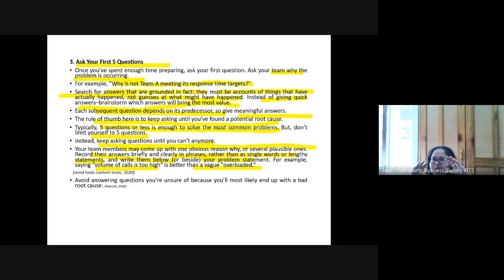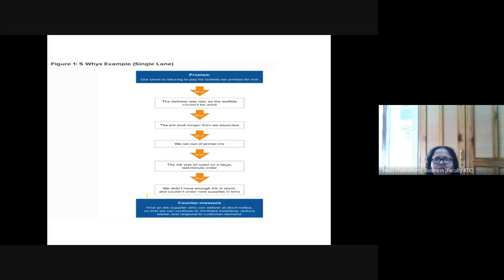You can have it written at length. The answers should not be in short form; they could be expanded. So avoid answering questions that you are unsure of. Why? Because you'll most likely end up with a very bad root cause. That can happen. If you do not know the answer, don't give an answer based on your guesses.